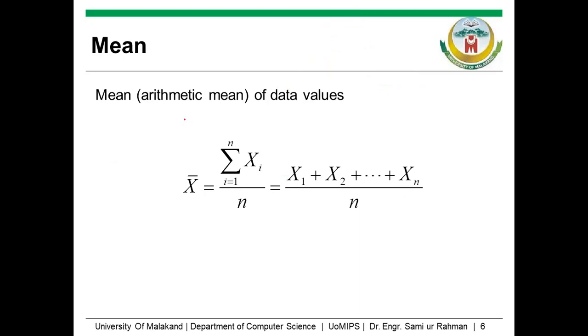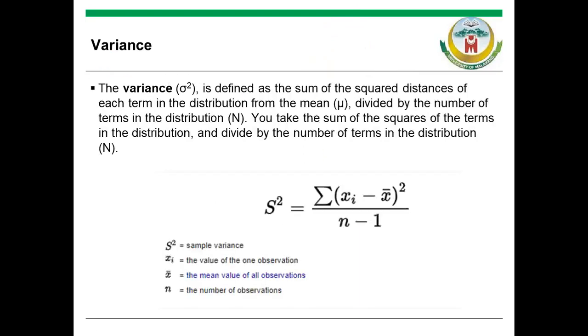Okay, now what is mean? So it is already clear. We have discussed this in previous slides, that it is arithmetic mean. And variance. So variance is defined as the sum of the square distance of each term in the distribution from the mean, mu is mean, divided by the number of terms in the distribution. Here n is the number of samples. You take the sum of the squares of the terms in the distribution and divide by the number of terms in the distribution. Okay, now this is mean, this is sample. Okay, from i up to n.